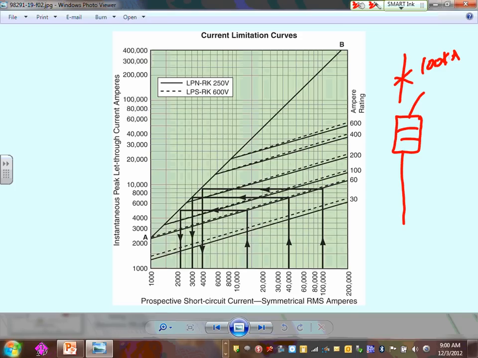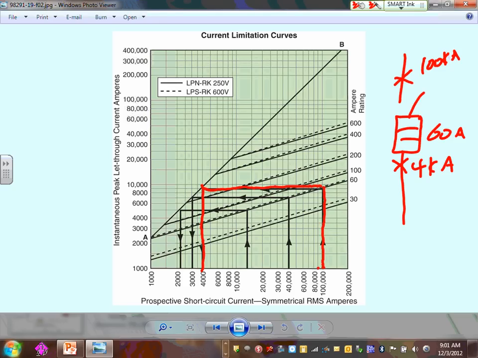And this is a 60 amp fuse. Let's do it for the 60 amp fuse. This is all from the manufacturer. Follow up until you hit the 60 amp fuse. When you hit the 60 amp fuse, you go to the left, all the way down, and then you go down, and that will lower it to 4K. So by the time you reach here, it's actually 4,000 amps. From 100,000 amps to 4,000 amps, that's current limiting fuses for you.